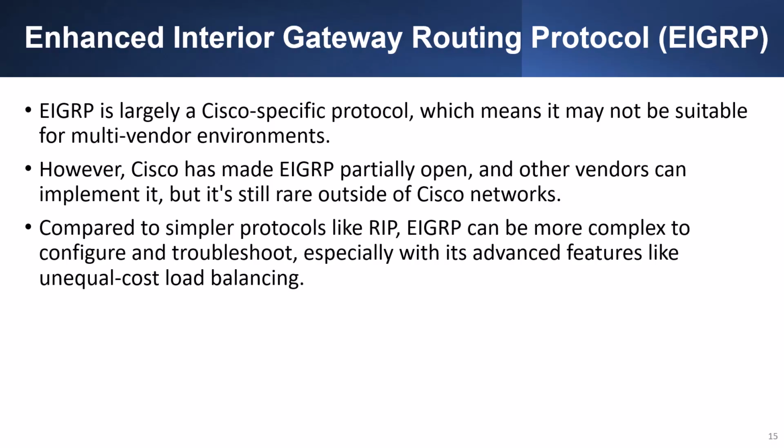EIGRP is largely a Cisco-specific protocol, which means it may not be suitable for multi-vendor environments. However, Cisco has made EIGRP partially open and other vendors can implement it, but it's still rare outside of Cisco networks. Compared to simpler protocols like RIP, EIGRP can be more complex to configure and troubleshoot, especially with advanced features like unequal cost load balancing.